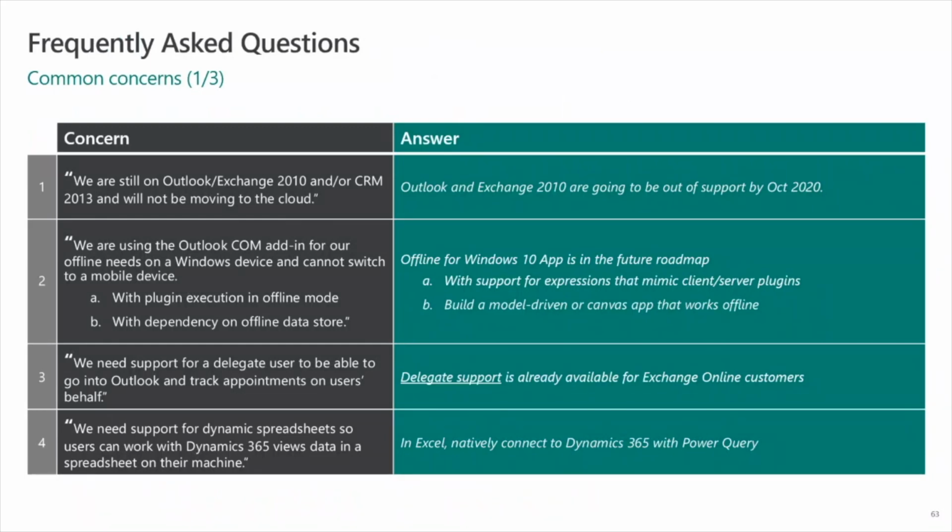If you need support for a delegate user to be able to go into Outlook and track appointments on other users' behalf, this is now supported, as I just explained a couple of slides ago, with delegate support. If you need support for dynamic spreadsheets, so users can work with Dynamics 365 views data in a spreadsheet on their machine, this can be done natively in Excel with Power Query, as I showed earlier, or with also the Power Apps Office add-in, where you can access Dynamics 365 data from Excel, and that data being dynamic as you can refresh it.